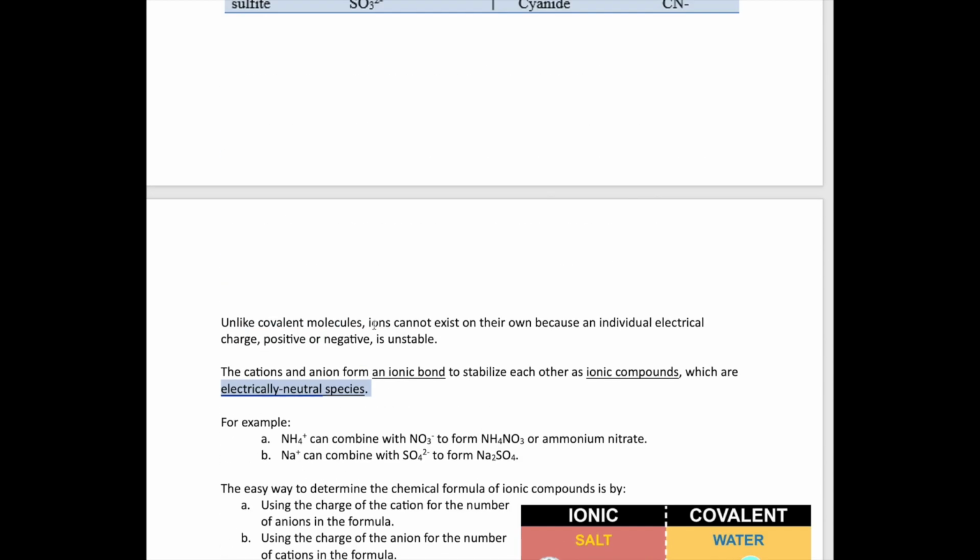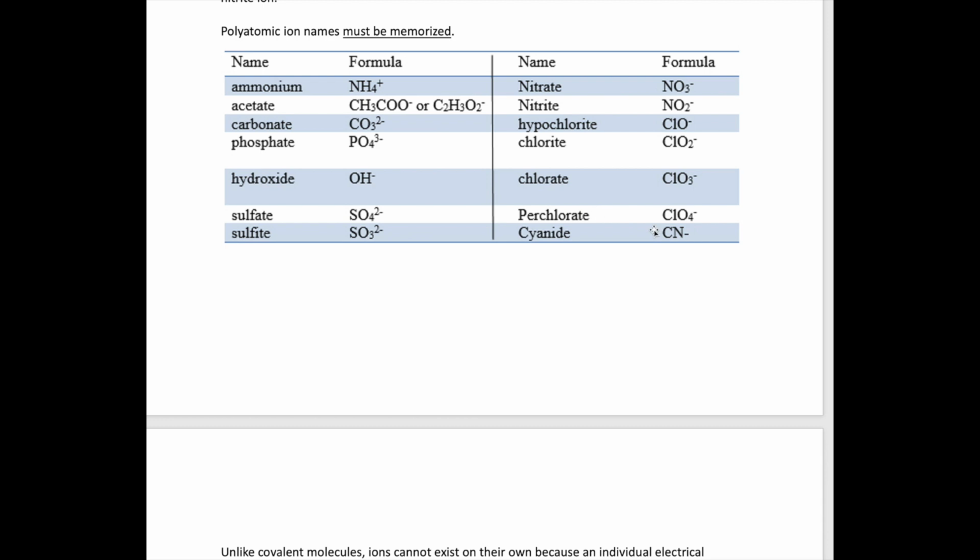Okay, so if you look at some of those polyatomic ions that's listed here, you see that there's one that's positive and there's everything else that's negative. So the positive and the negative can combine together to neutralize each other. So for example, if I look at this polyatomic ion, it's called ammonium, NH4+. It has a one positive charge. So in order for me to neutralize that guy, I need to find something that has just one negative charge.